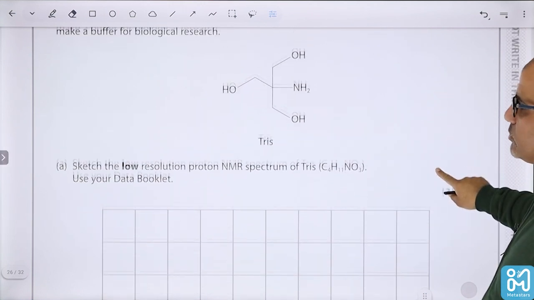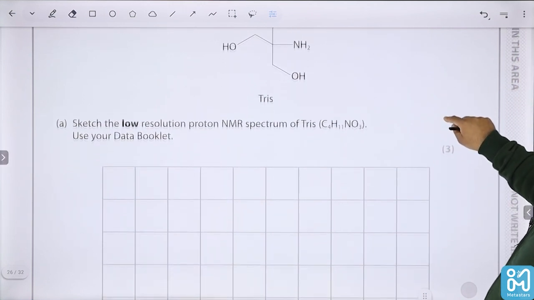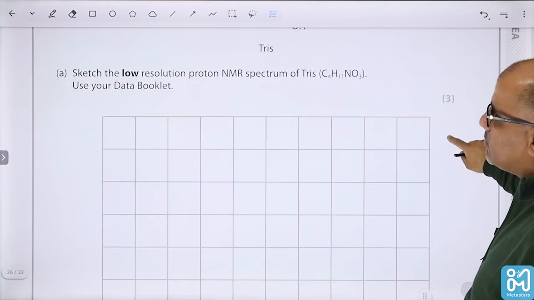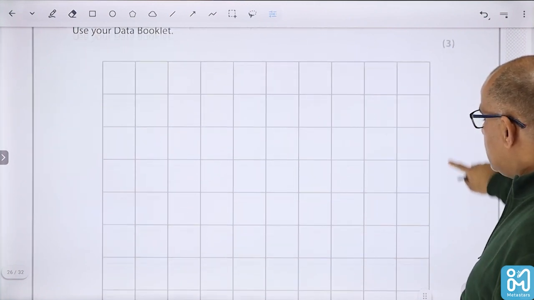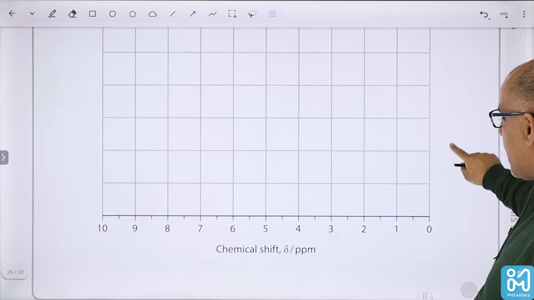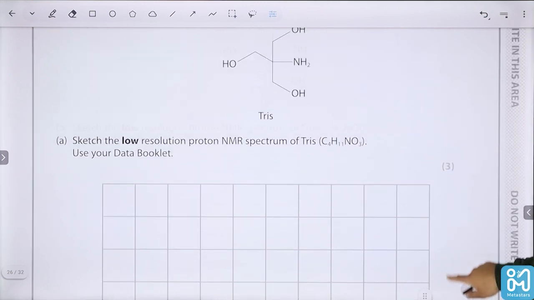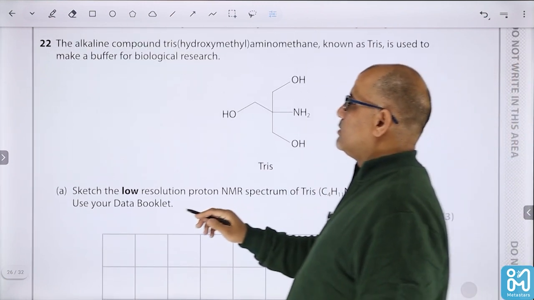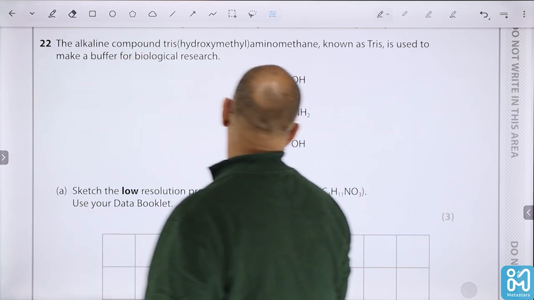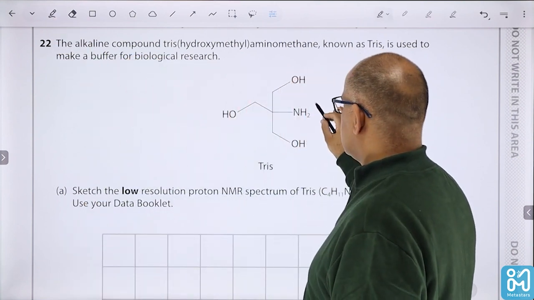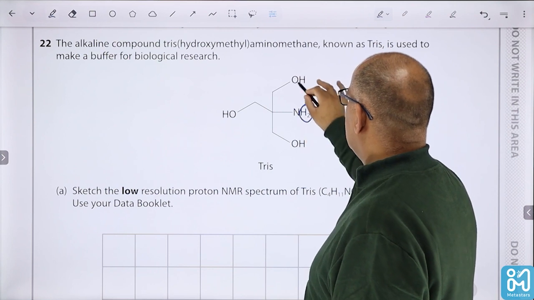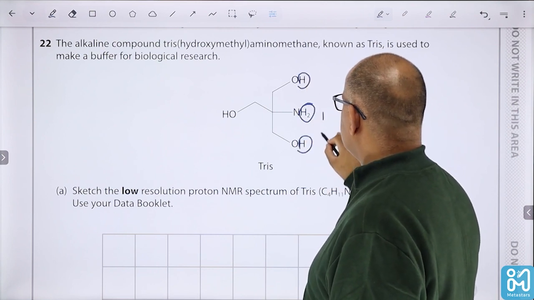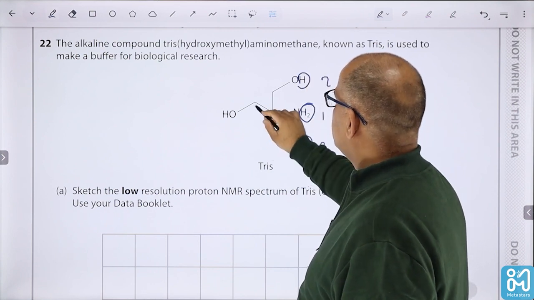is used to make a buffer in biological research. He's asking you to sketch the low resolution proton NMR spectrum, and you can return back to the data booklet. If you return back to the data booklet, you will find that there are 3 different environments. This is the first one, and those are identical.